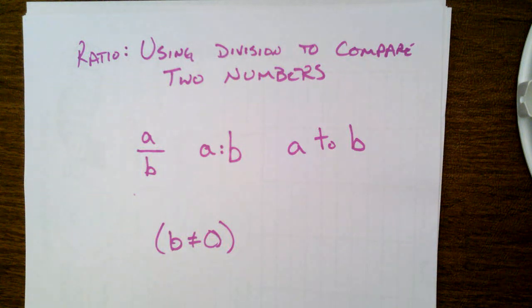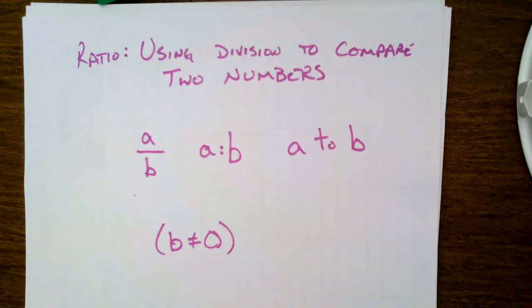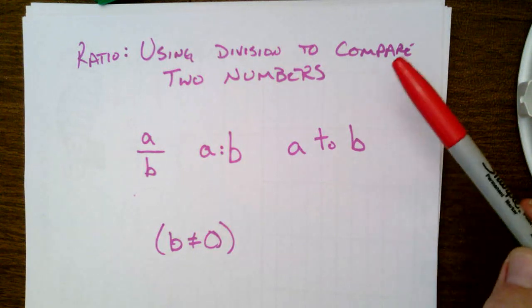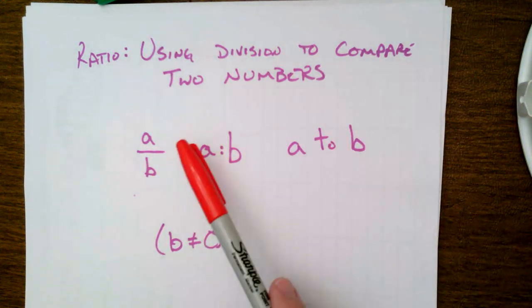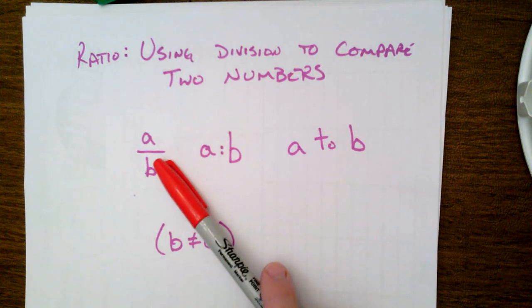On page 343, you see we have a couple definitions right off the bat. The first one being ratio. Ratios are something that we have seen before in the past, but just a reminder, they're a way to use division to compare two different numbers. We give the example as A over B.